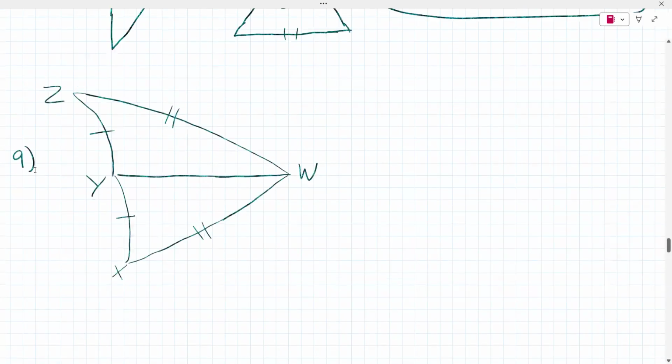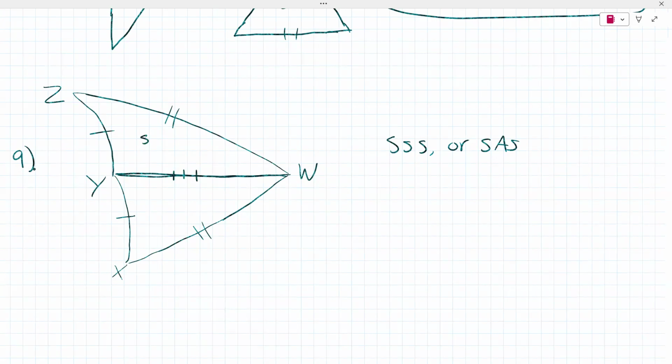Okay, let's look at number 9. Are these two triangles congruent by SAS or SSS? So you have this straight line. That means this side is congruent with this one. So you'll have the third check mark because of the reflexive property.